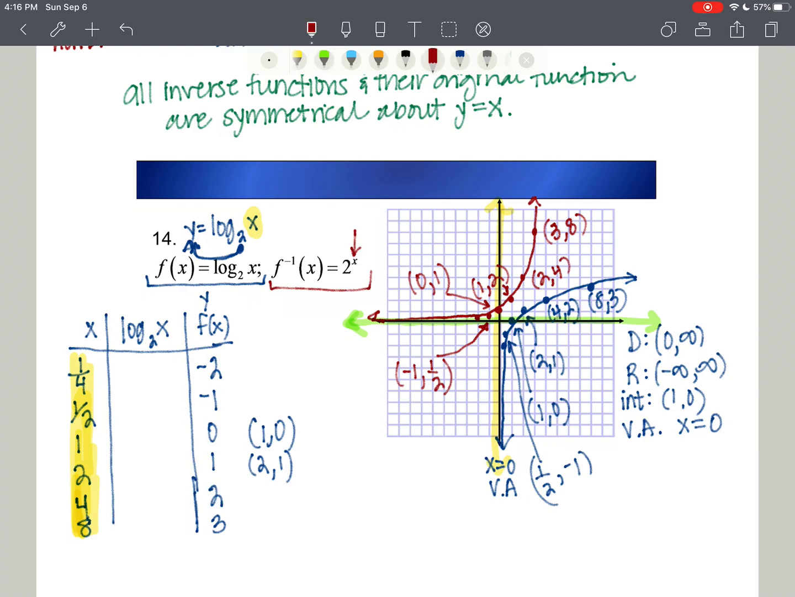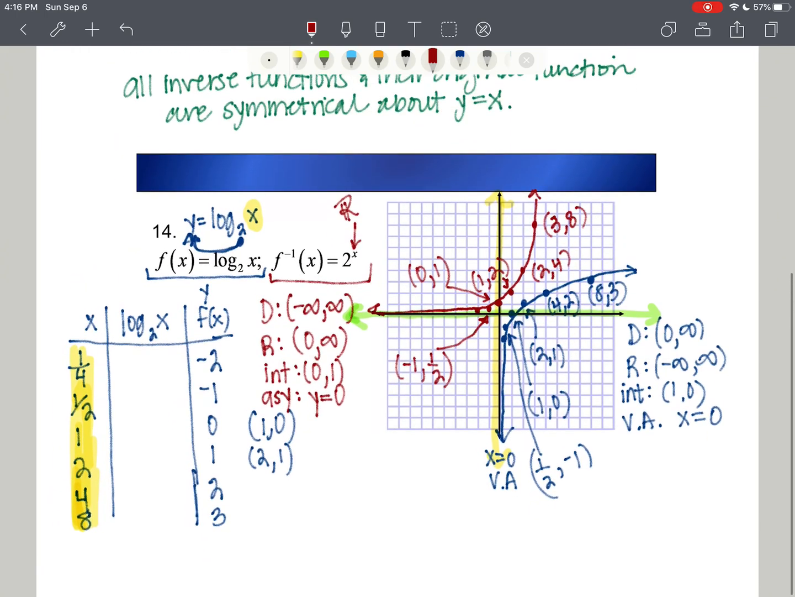And the color coding most definitely helps. Our domain for our log function is in blue. Our range, intercept, vertical asymptote, that's all in blue. Our domain, range, intercept, asymptote for our exponential function is going to be in red. It's -infinity to +infinity because we can put anything in. We can put all real numbers in for x. Our range is only going to give us 0 to infinity, not including 0. Our intercept is (0, 1). Our asymptote is y equals 0 on an exponential function. You've always got that horizontal asymptote, not your vertical asymptote.